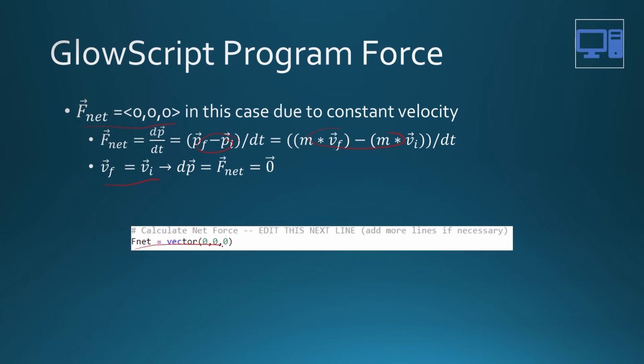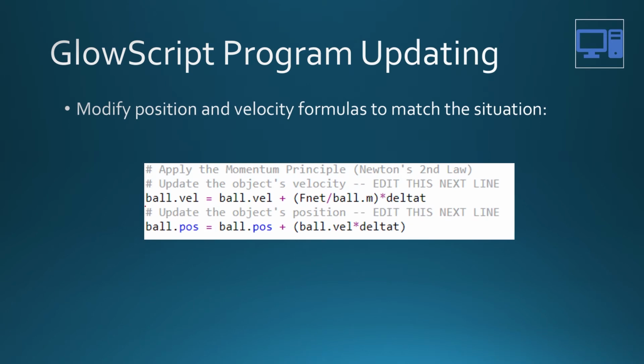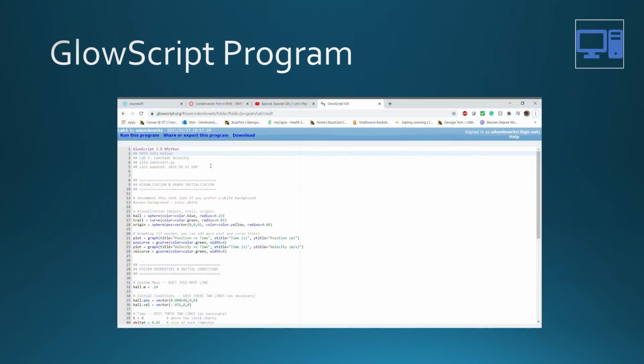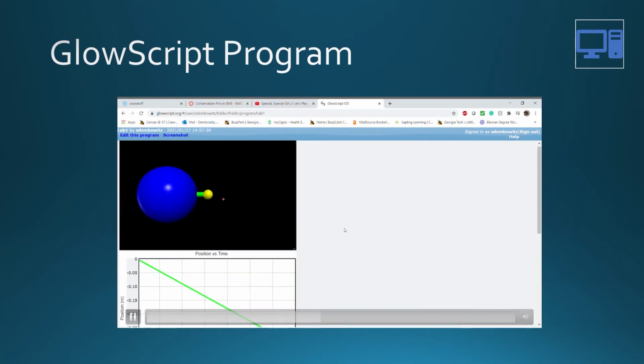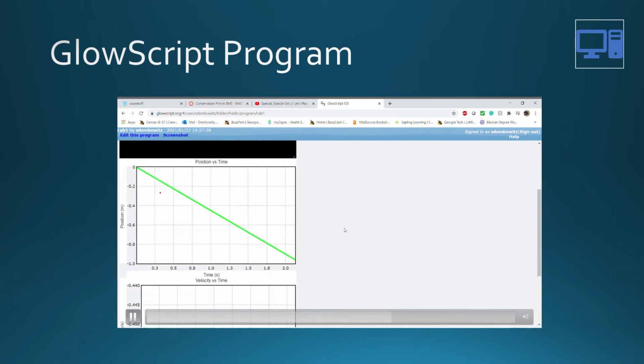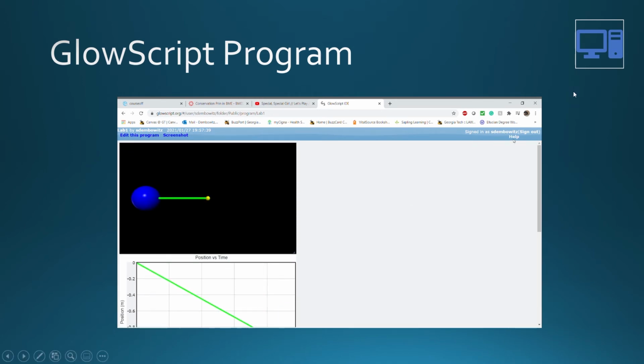As you can see, I implemented that into the GlowScript program here. I also updated the velocity and position update formulas based on the ones that we derived from Newton's second law. And you can see the program in action here. You can see the ball moving in the negative direction, a negative constant position slope, and a constant velocity.